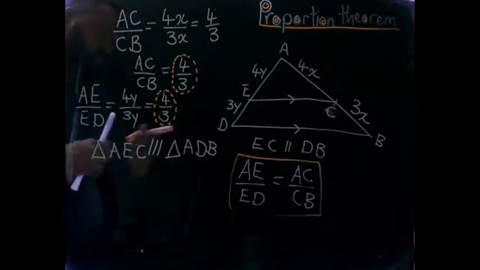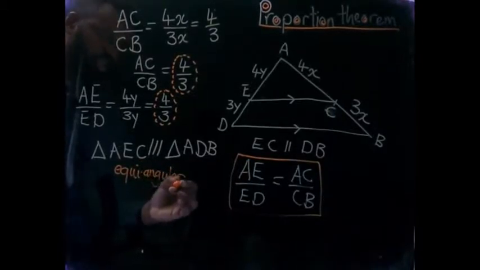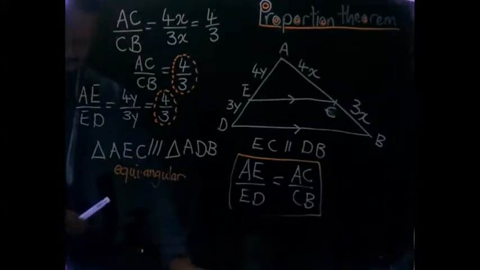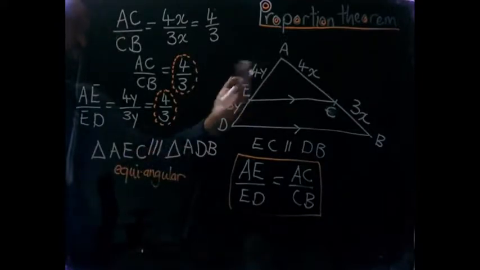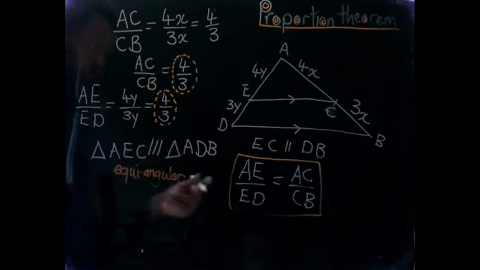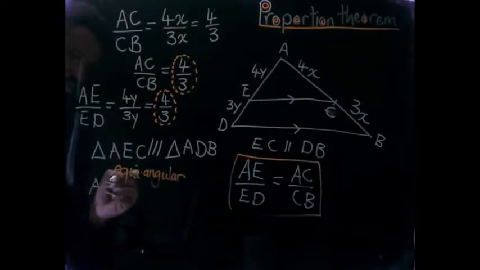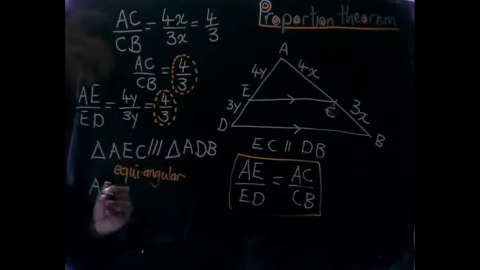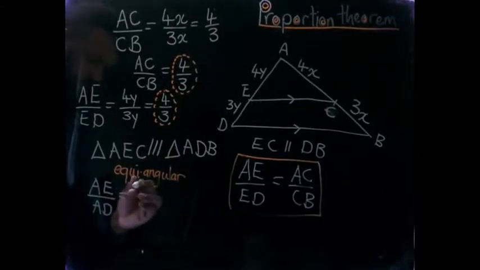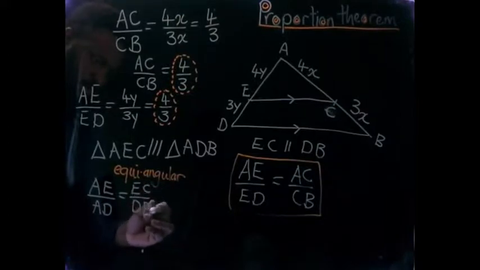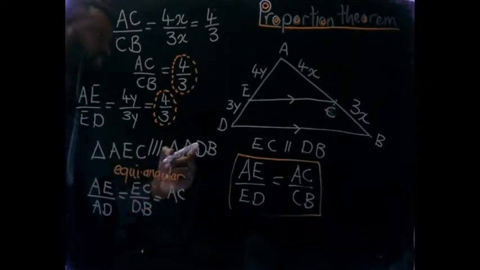Well, if you look carefully, you'll discover that these triangles are actually equiangular. In other words, they've got the same angles. If two triangles are equiangular, it means they're similar. And if the two triangles are similar, we can also write their sides in proportion. So we've already got the proportion theorem, but we've also got these other sides in proportion. Side AE and side AD. Side EC and side DB. Side AC and side AB.